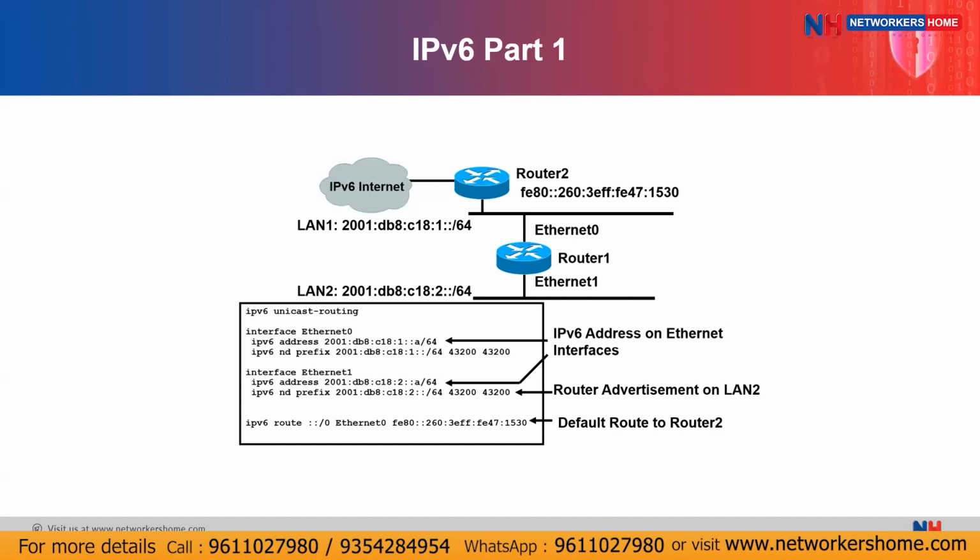So 2001:DB8:C18:1 is the network part, and the double colon A belongs to the host. Double colon means all the host portion addresses are set to 0, and then A belongs to the particular router's interface address. The /64 is used because the first four hextets must be common between two directly connected routers' interfaces. Another option we have is the ipv6 nd prefix.